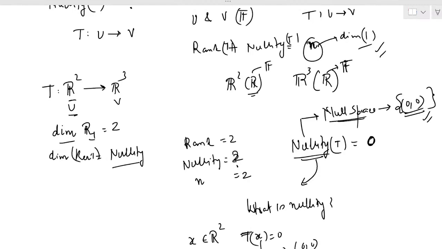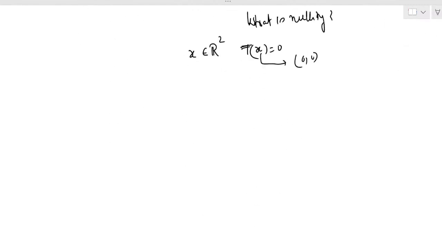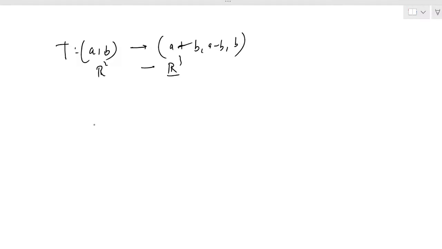No. Again, come back to the question. I'll explain the question. The question was, we had this transformation T(A, B) to T, what was that? I think A plus B somewhere. The question was A plus B here, A minus B here, and B here, right? So you're mapping from R square to R cube, right?